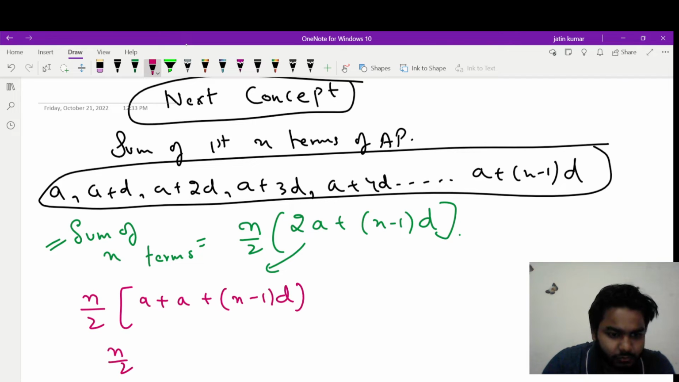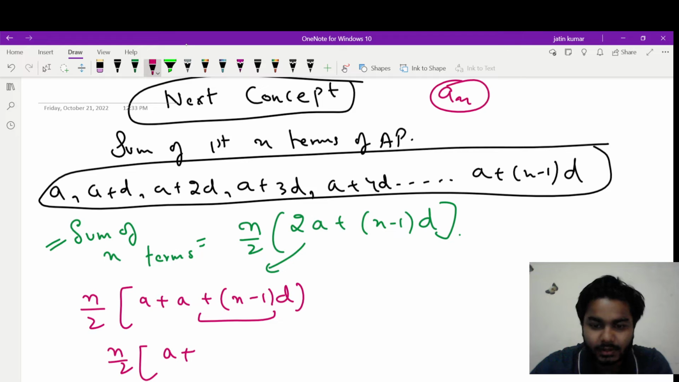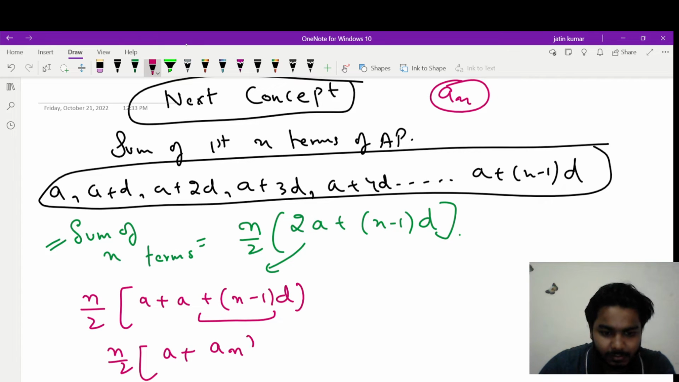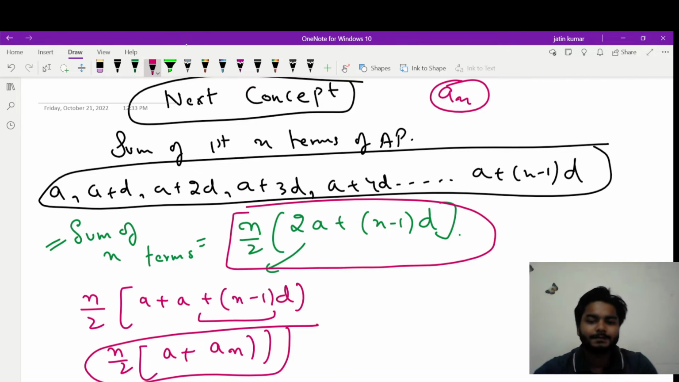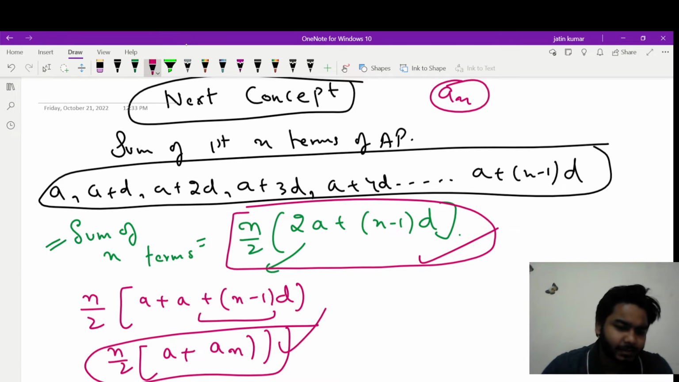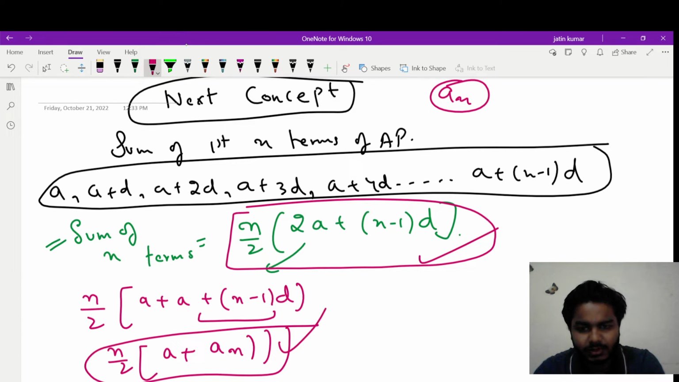Now n by 2 into a, can I write a plus n minus 1 into d as the last term? What did we call the last term? We denoted it by an. So can I write it like this, a plus an. Now this is the second formula. Sometimes we will apply this formula or sometimes that one. When we are given the last term, we will directly apply the lower formula, n by 2 into a plus an. And in case we are not given the last term, then we will apply the long formula, n by 2 into 2a plus n minus 1 into d. This formula you need to remember as it is.